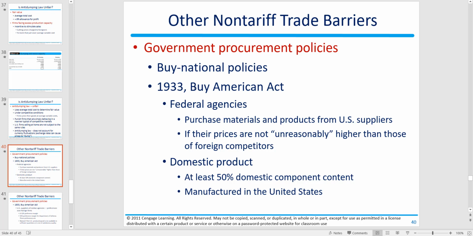So, for example, the 1933 Buy American Act basically stipulated that federal agencies should buy materials and products from US suppliers if their prices were not unreasonably higher than those of foreign competitors. So there was ambiguity left there for a freer management of what the definition of unreasonably higher was. And when it comes to domestic products being sold, at least 50% had to be produced domestically. So, a clear, strong barrier on international trade in favor of domestic producers.